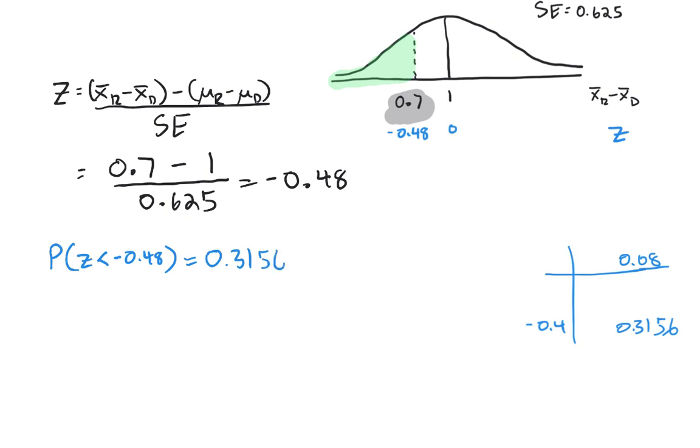So there is a 31.5 or 31.6% chance, roughly, that if we take a sample from the cements, that the difference will be 0.7 or less, roughly 31.6% of the time.